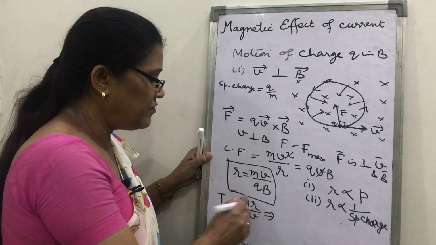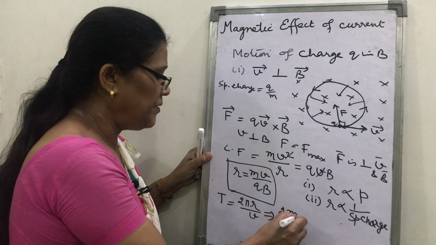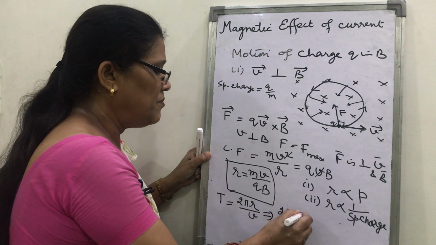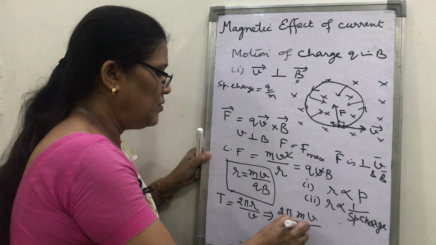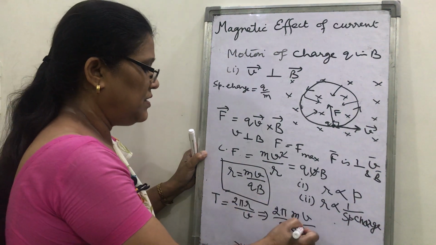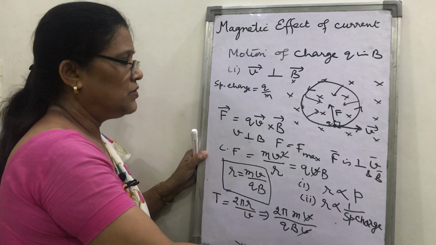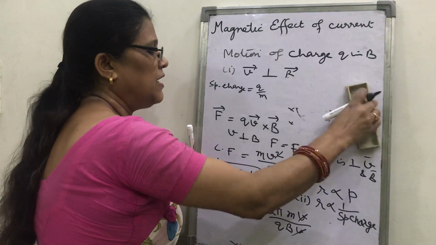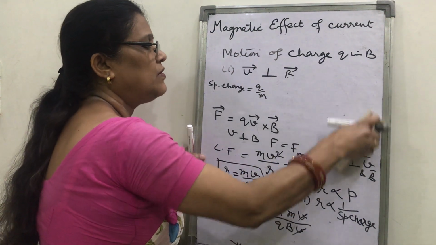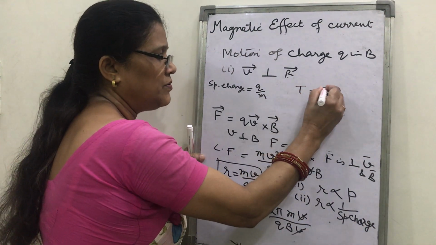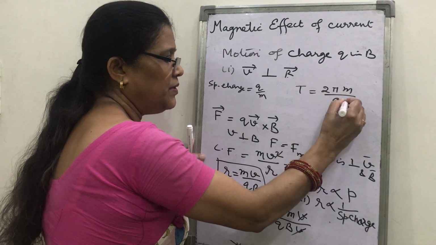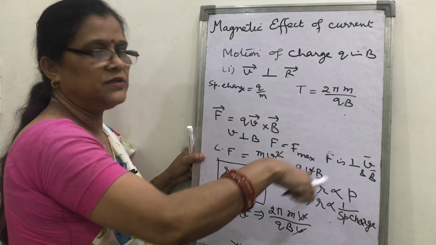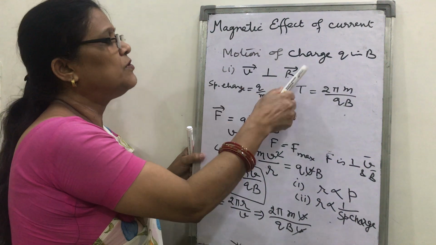How? Put the value of r here. So you will get 2 pi, and in place of r you will write mv upon qb, and this v is cancelled. So what is the time period of the charged particle? You have seen that the time period of the charged particle is independent of velocity and it is given by T equal to 2 pi m upon qb. This is also asked: prove that the time period is independent of the velocity of the charged particle when it moves perpendicular to the magnetic field.